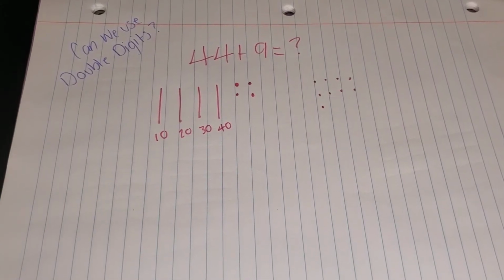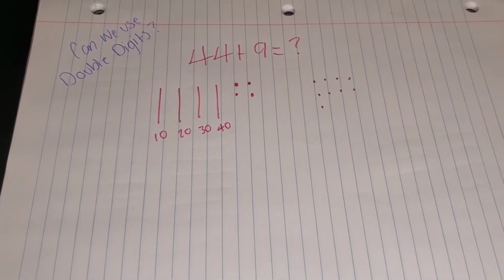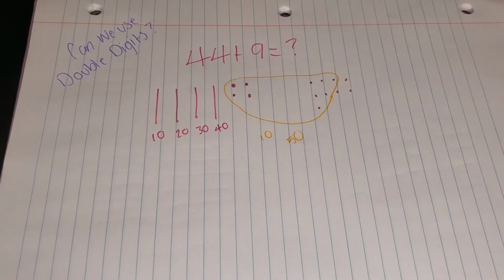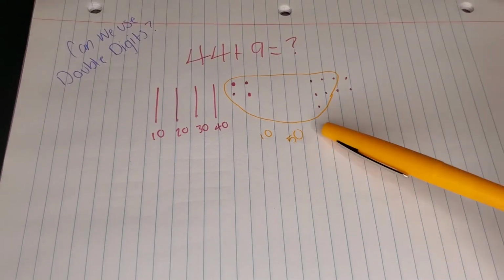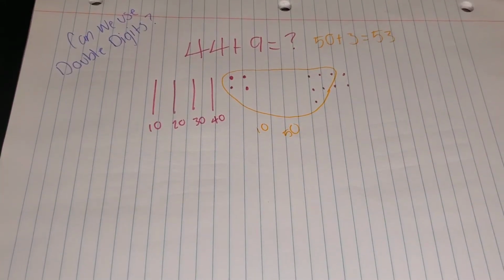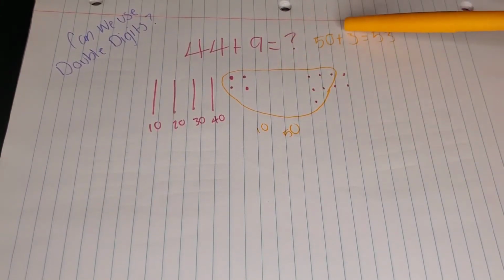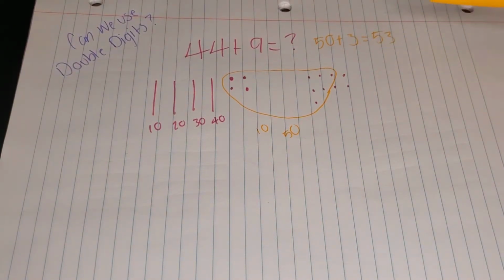So we made groups of 10. We have 10, 20, 30, 40 plus the 4 1 units and then plus the 9 1 units. Now what we're going to do next is make another group of 10 if possible. Now that we have another group of 10, that means we have 10, 20, 30, 40, 50. That's why I did a 50 on this side right here. That means that now we have 3 left over, which means that this 44 plus 9 is equivalent to 50 plus 3, which gives us 53.